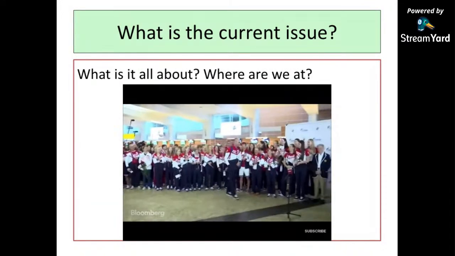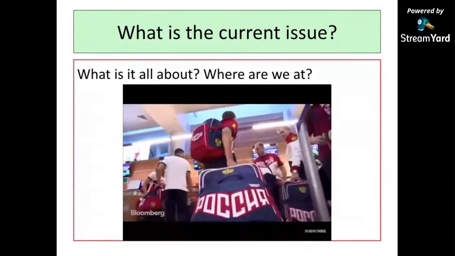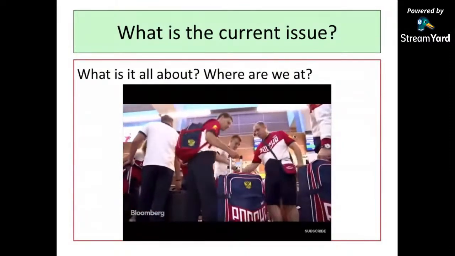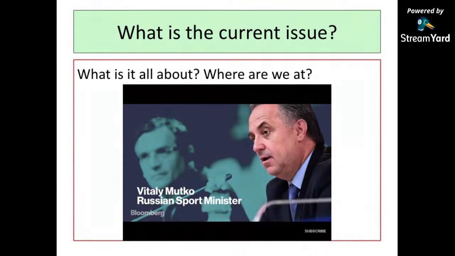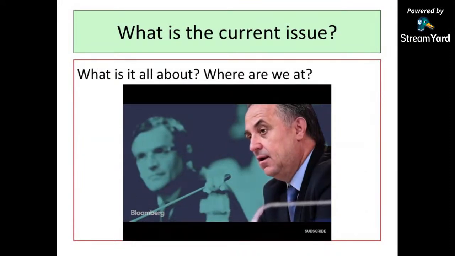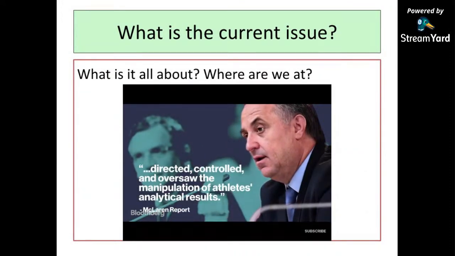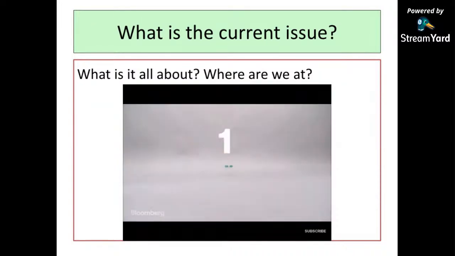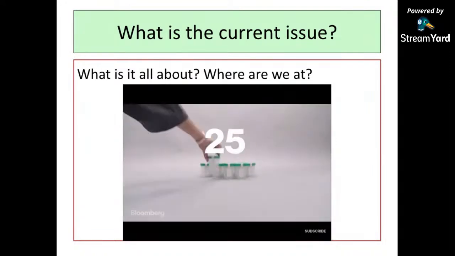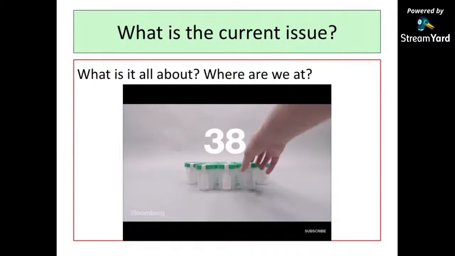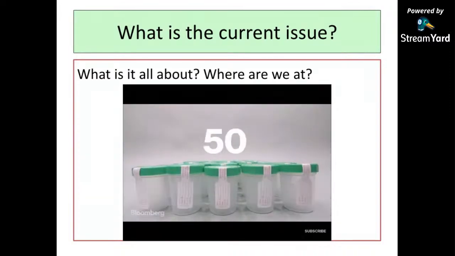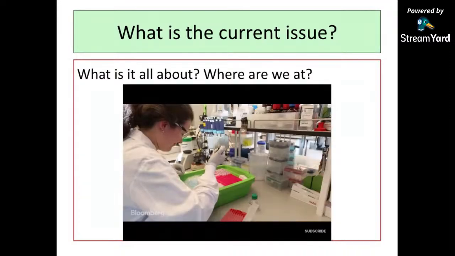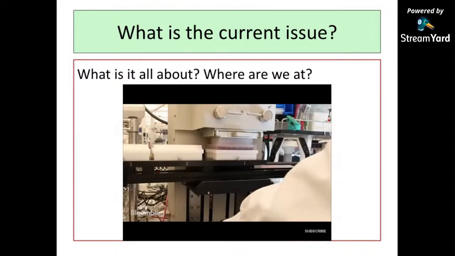The World Anti-Doping Agency called for the entire Russian team to be banned from the Rio Games based on a report that said Russia's sport ministry, quote, directed, controlled, and oversaw the manipulation of athletes' analytical results at the 2014 Sochi Winter Games. And the testing won't stop in Rio. More than 50 athletes from Beijing in 2008 and London in 2012 were caught for doping years later, thanks to prolonged storage of test samples and advances in technology.